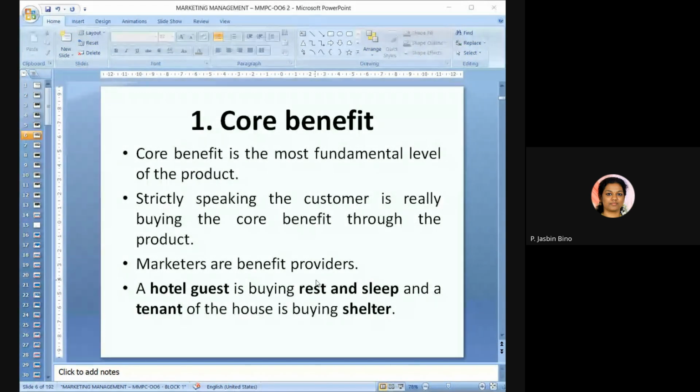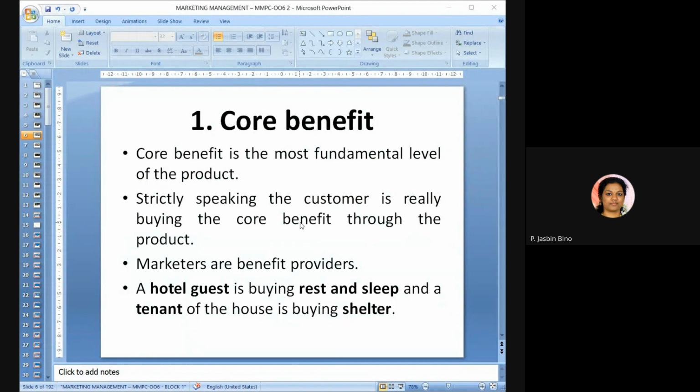The first one, the core benefit. The core benefit is the most fundamental level. It is the main benefit which we need. That is, when a customer is buying a product, what he expects from the product, what is the main need from the product, or the benefit he seeks from the product. That is the core benefit. So marketers are normally benefit providers. Let us take an example of a hotel guest. When he is going to a hotel, he is normally not buying a room or something like that. He is not renting a room. He is just buying rest and sleep. And a tenant of a house is buying the shelter.